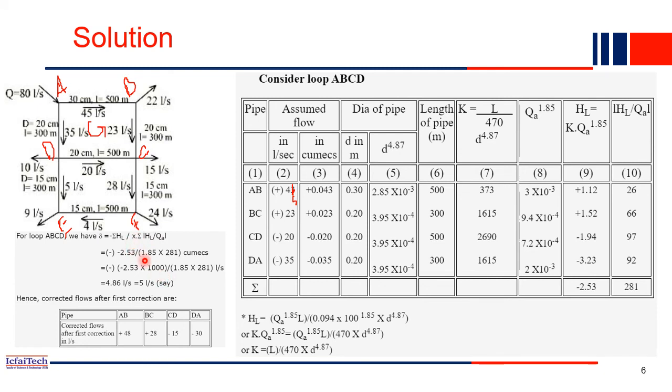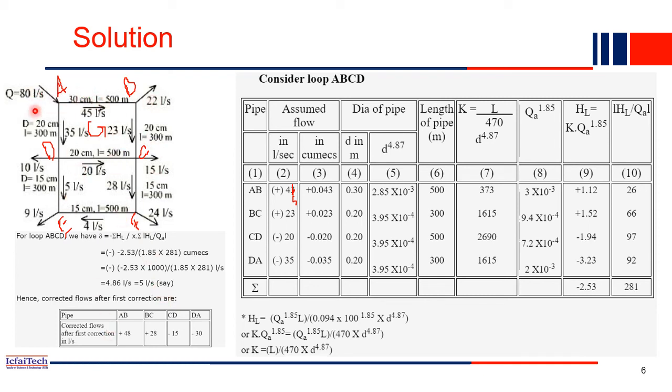So x is how much? 1.85 is the Hazen-Williams formula. The x value is 1.85, and this entire term value we computed is 281. From there you get delta, the correction value, right? So the correction value we got is 5 liters per second. Whatever we have assumed here, there was an error in the assumption, and the correction is 5 liters per second. So we have to rectify all these flows.